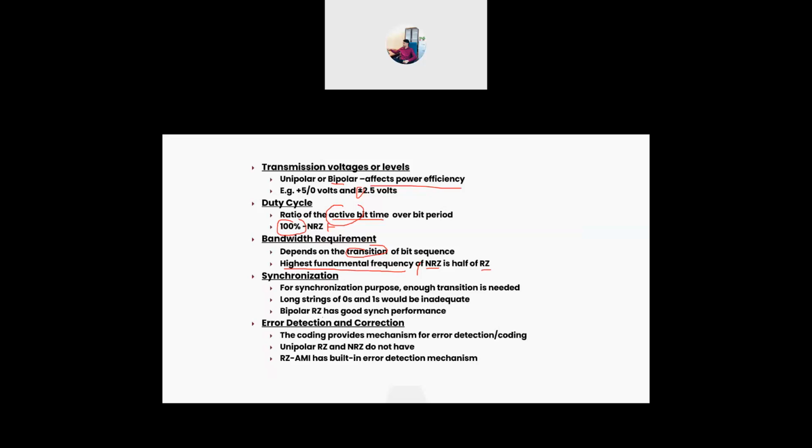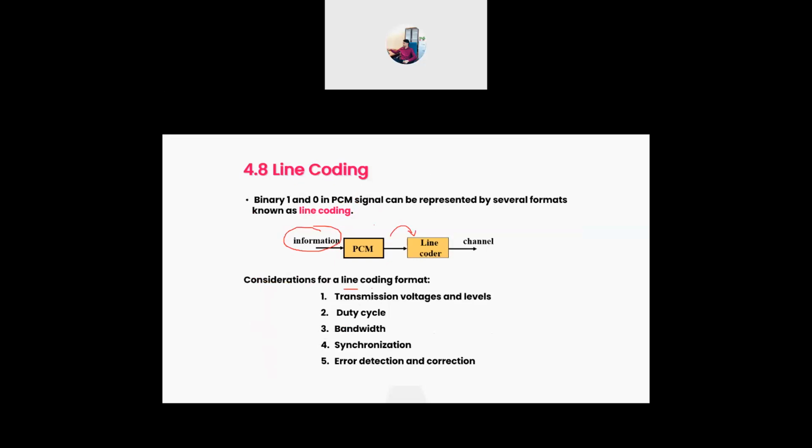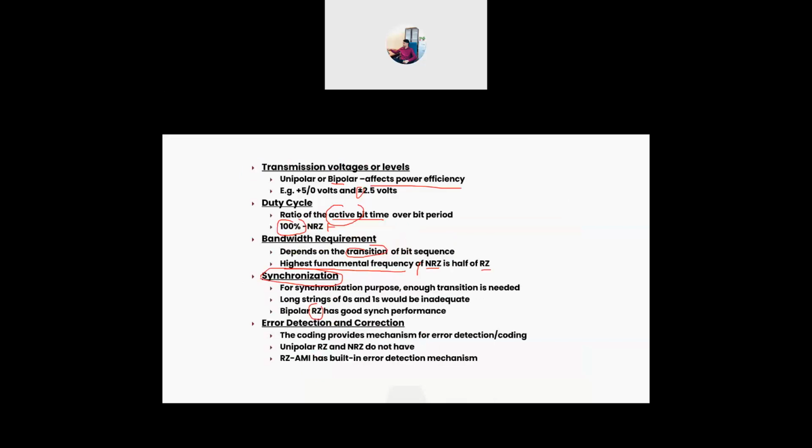In terms of synchronization, bipolar return to zero has good synchronization. So we need to consider which line coding format we will be using based on the criteria, depending on what we need. For example, if the question asks what line coding format would suit best if synchronization is a priority, the answer will be bipolar RZ. It's not RZ, but bipolar RZ.